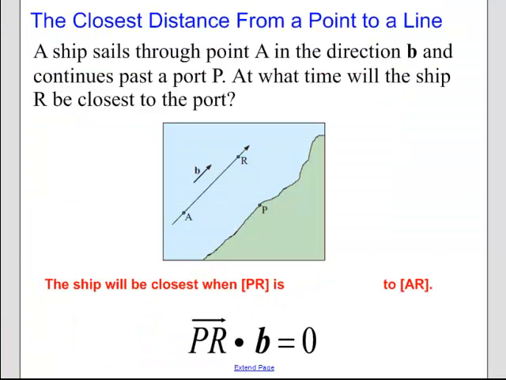We can also look at closest distances. If you remember, the closest distance is when PR is perpendicular to AR. So I have to figure out where R has to be so that these two are perpendicular. If they're perpendicular, we learned that before, their dot product is going to be 0. So if the dot product is 0, that means those two are perpendicular lines.